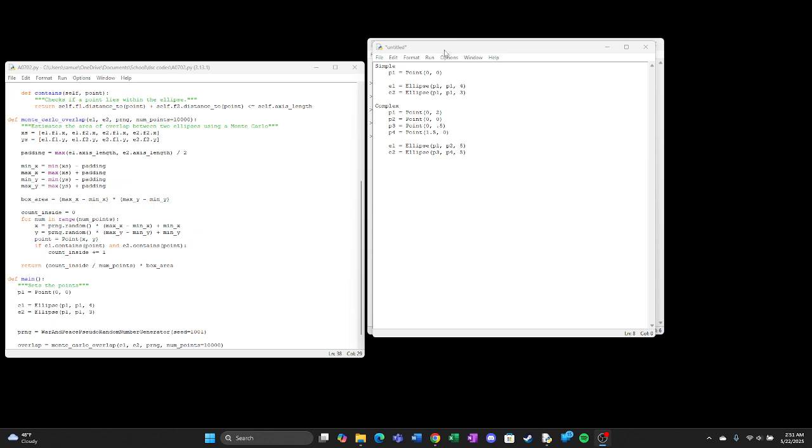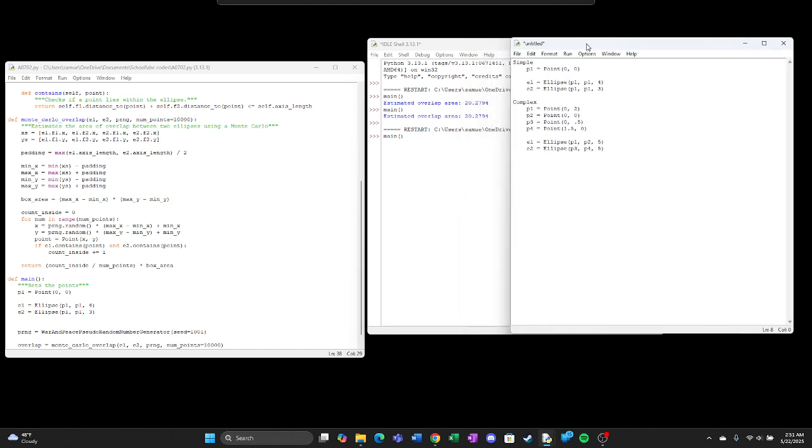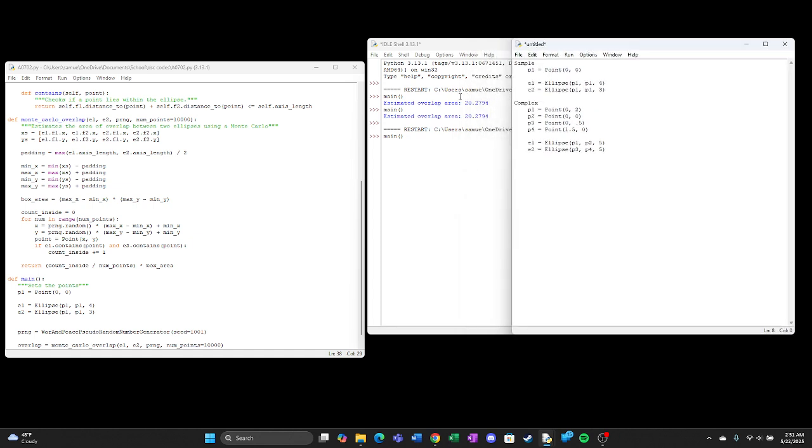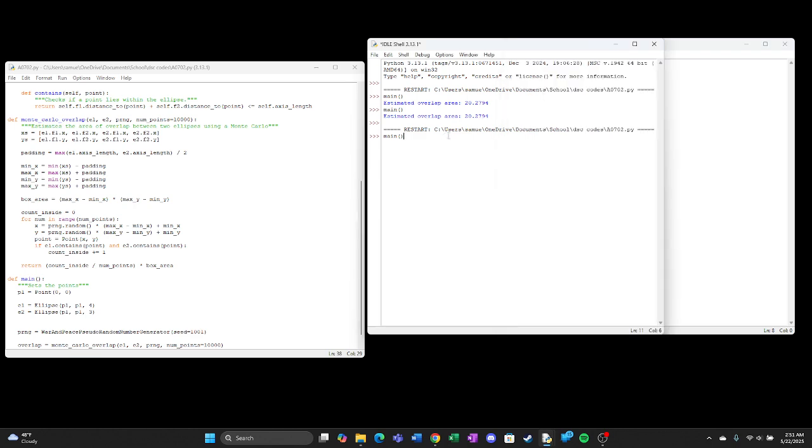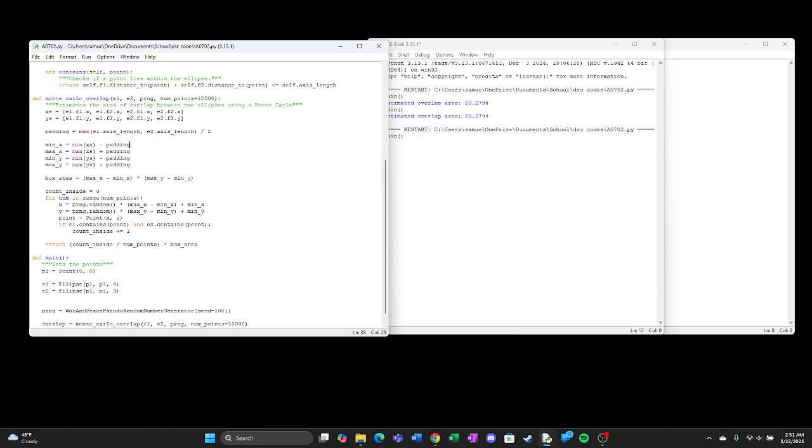So for issues with runtime and me having to edit the code down here in main, I did already run the complex one, accidentally ran it twice actually, but got an estimated overlap area of 20.2794. So I'll go ahead and run the simple one, and while that's running, briefly present my Eclipse class.